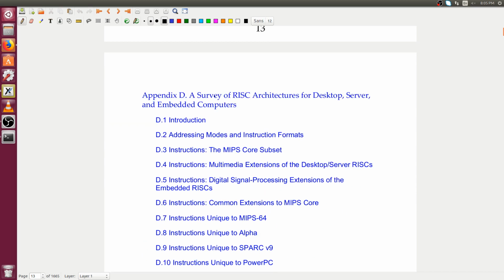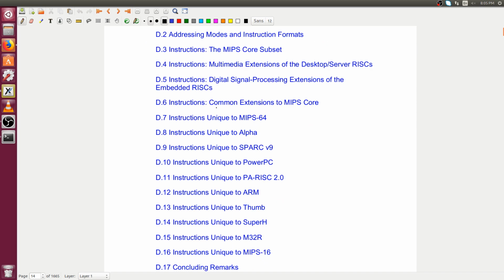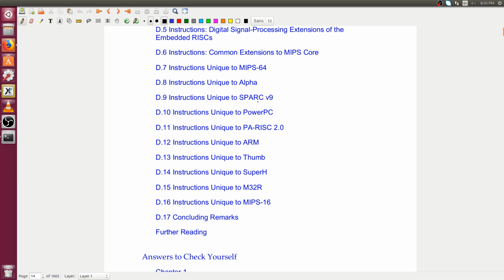Okay. Appendix D, a survey of RISC architectures for desktop, server, and embedded computers. Okay. SPARC, MIPS, Alpha. Oh, see this right here? This one, the Thumb instruction set. This is an ARM instruction set. It has a combination of 16-bit and 32-bit instructions. Why would you do this?